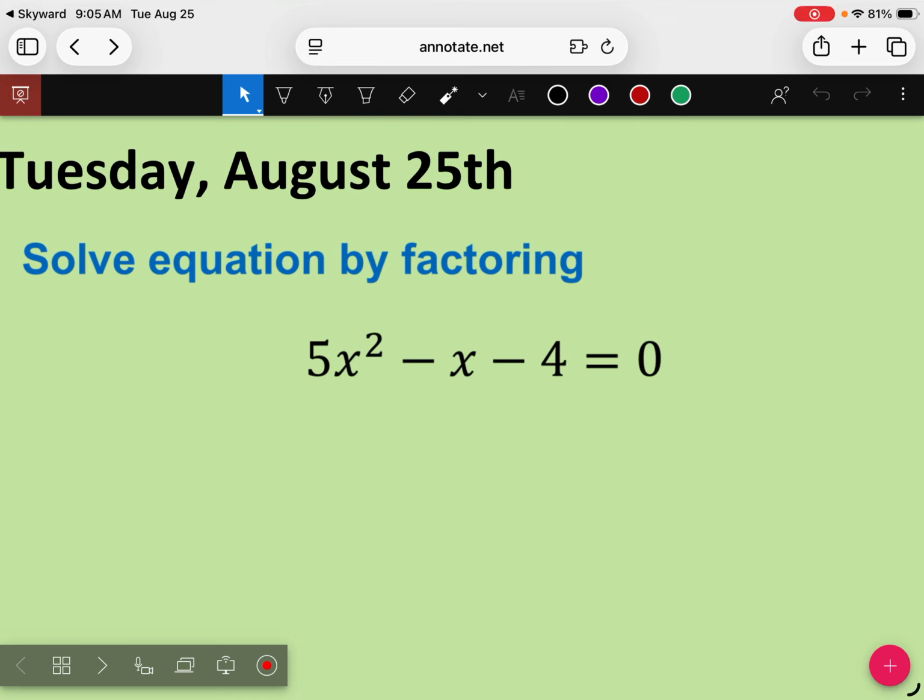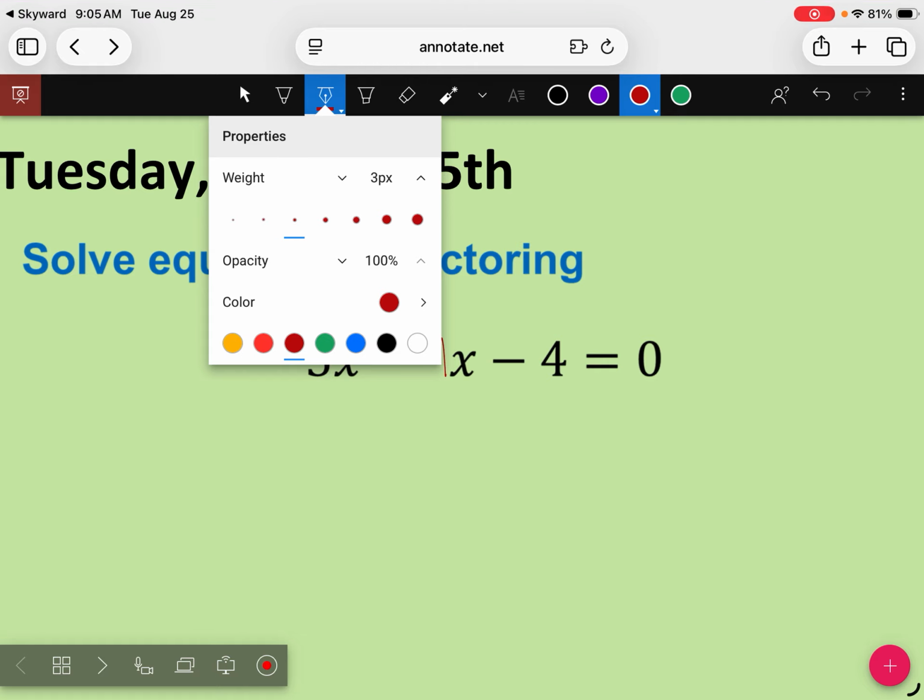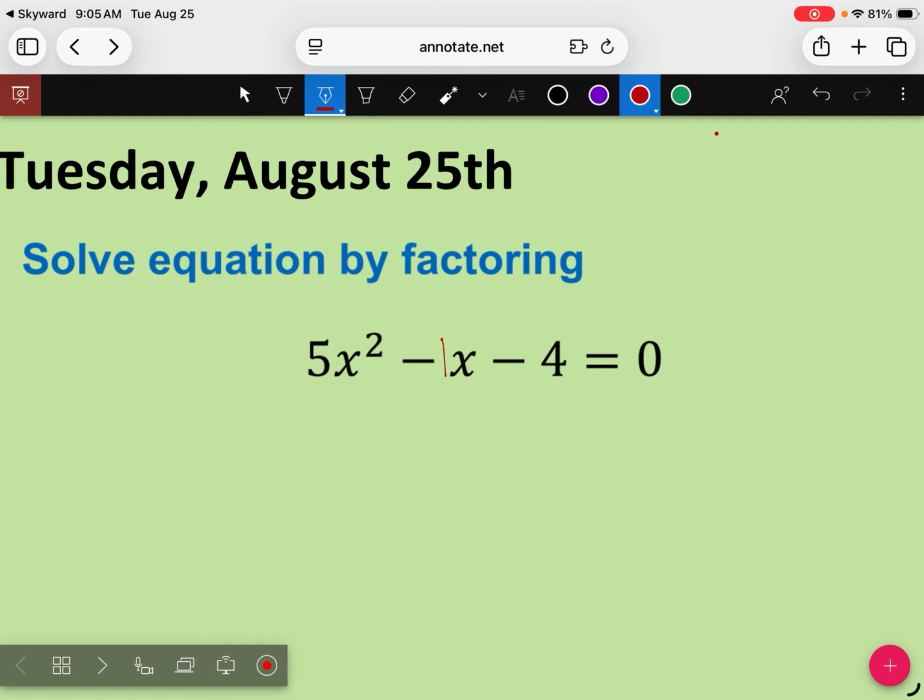And so, first things first, we have A is 1, B is -1, and C is -4. Because A is not 1, what do we have to do when A is not 1?